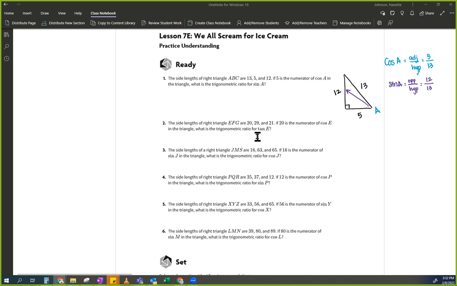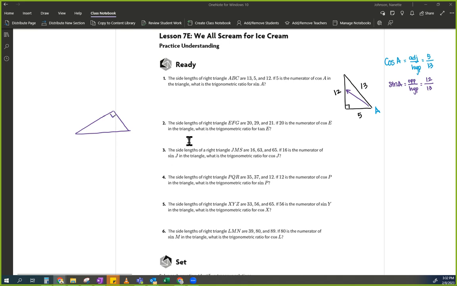I like to draw my right triangles different every single time because someone said one time, oh, that triangle is upside down. And I was like, triangles can't be upside down because triangles, there's no right side up for them. Right? So I make this right triangle like this.